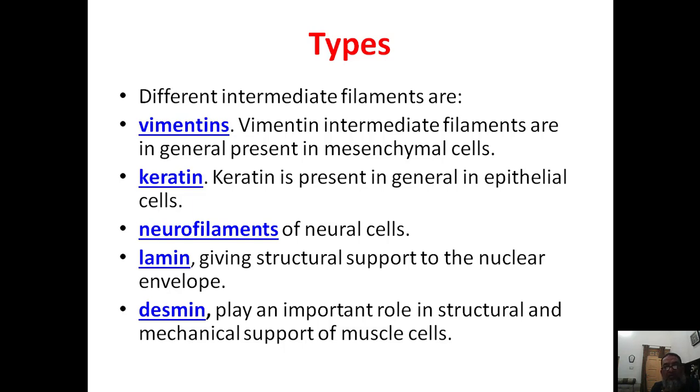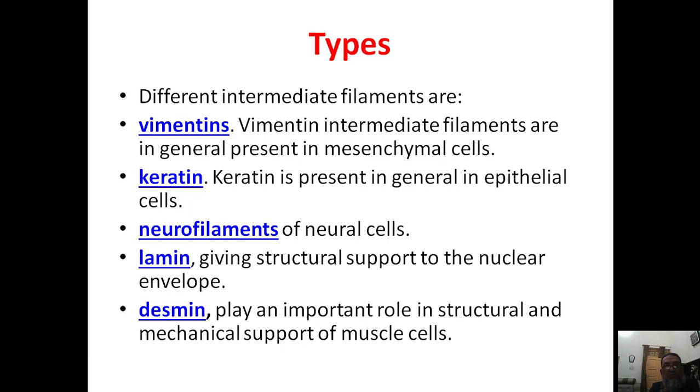are present. Keratin is a very well known protein, again an example of intermediate filament, present in the epithelial tissue, especially in the skin, stratified squamous epithelium with keratinization in the surface. Neurofilaments, again in the neural cell within the soma as well as the axon, are present within the cytoplasm of axon as well as the soma of the neuron cell.